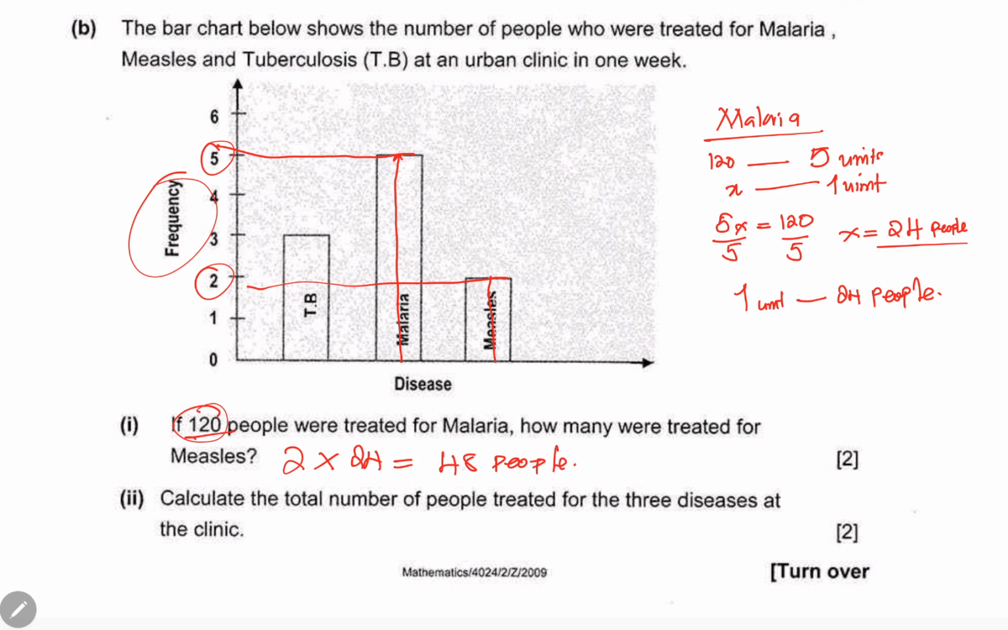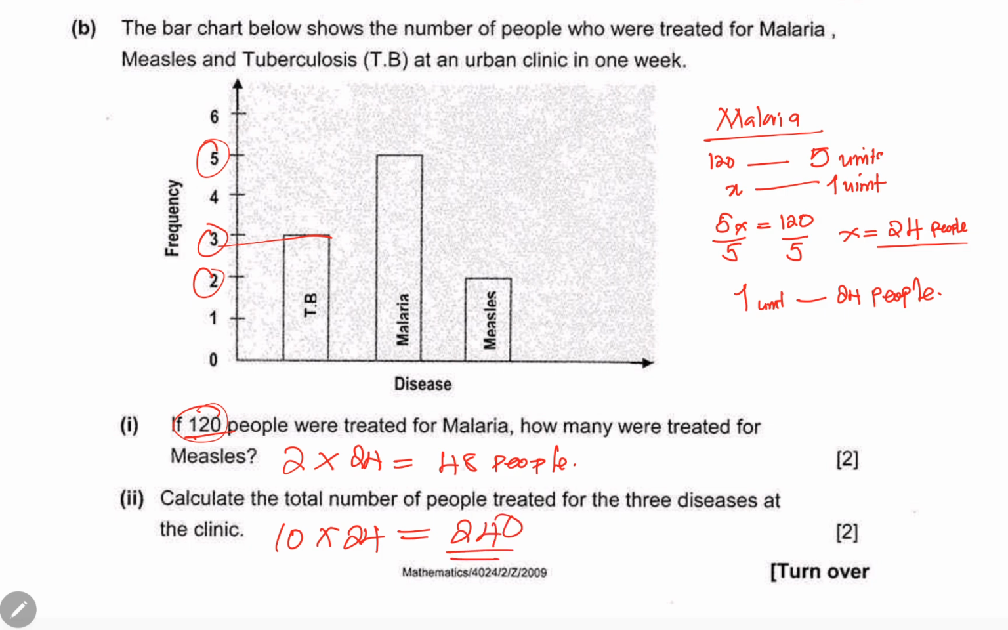That's all. Calculate the total number of people treated for the 3 diseases at the clinic. They want us to find the total. Now, there are 2 ways you can go about it. The first one is to get the units for each disease. The TB unit is 3. The unit for measles is 2. And that of malaria is 5. Adding them together is 10. So that is 10 times 24, giving us 240 people.